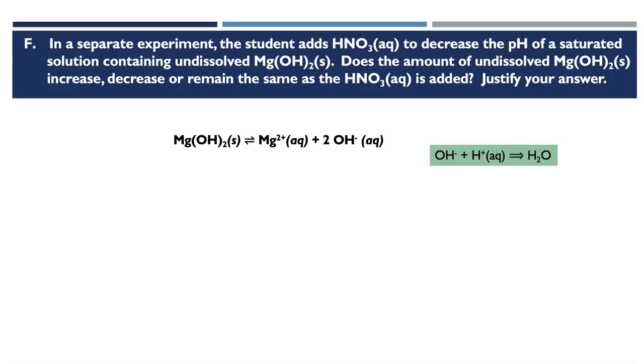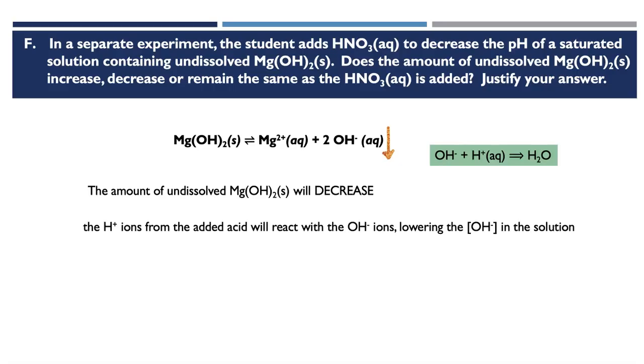Well, hydrogen ions react with hydroxide ions to make water. So if we add nitric acid to this, it's going to react with the hydroxide ions on the product side and decrease their concentration. And if their concentration decreases, I'm going to end up proceeding in the forward direction to reestablish equilibrium. The hydrogen ions from the added acid are going to react with the hydroxide ions, and that's going to lower the hydroxide ion concentration in the solution. It's like I'm removing product. If I remove product, I'm going to make more product to reestablish equilibrium.